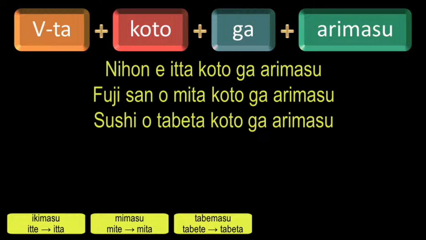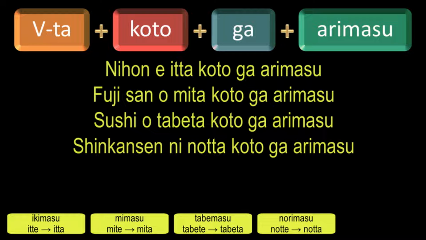Let me go to the next example. The verb norimasu means to take or to ride or to get into, say for example a train. The te form is notte and the ta form is notta. By adding koto ga arimasu, we will get notta koto ga arimasu, which means I have taken. And to say I have taken the bullet train, that is Shinkansen, in Japanese it will be Shinkansen ni notta koto ga arimasu.